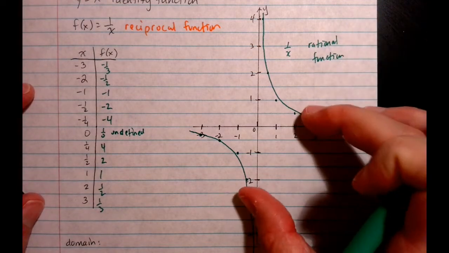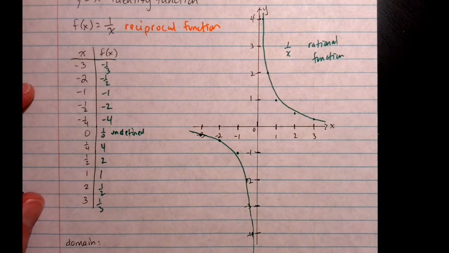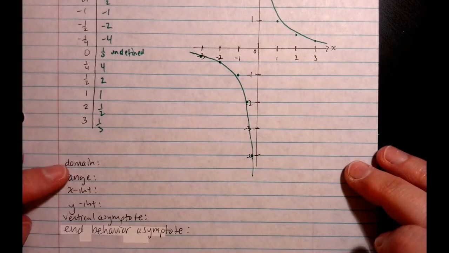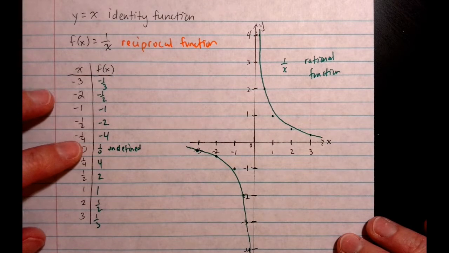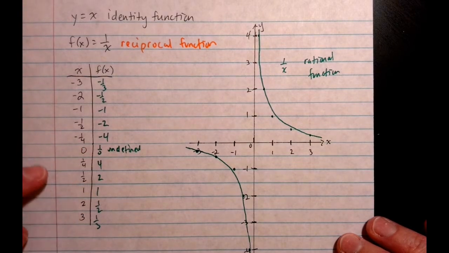These pieces will not touch, okay? Now, let's look at our characteristics of this. What does the domain appear to be? Well, the domain are all the x values. So let's look at our graph here. We can put in negatives, we can put in positives. What's the only number we can't put in?